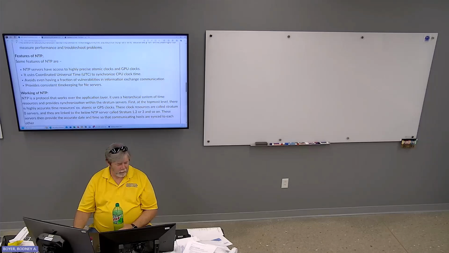Okay, so all NTP servers use Coordinated Universal Time, or UTC, to synchronize their clocks. Avoids even having a fraction of vulnerabilities in information exchange communication, which means that it is extremely robust. Provides consistent timekeeping for file servers.